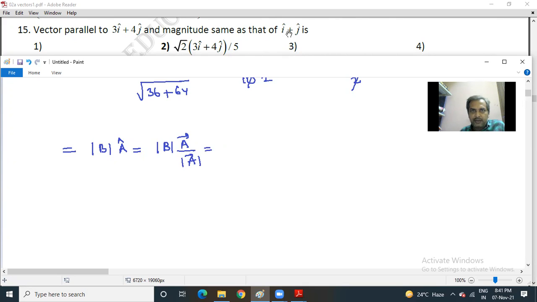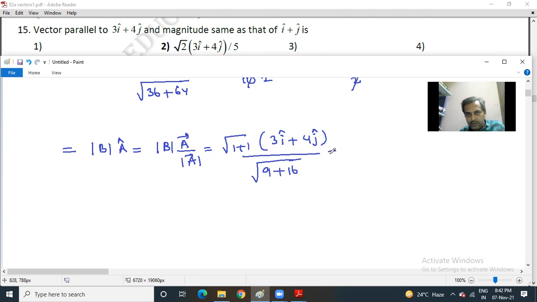Since vector B is i plus j, its mod means what? Root of 1 plus 1. Along with vector A, which is 3i plus 4j cap, divided by mod of A. So this 3 square will become 9, 4 square will become 16. So therefore this is root 2 along with 3i cap plus 4j cap, whole divided by 16 plus 9, 25, root 25 is 5. So the second option is the correct answer. You can choose the other options by changing the numbers a little bit.